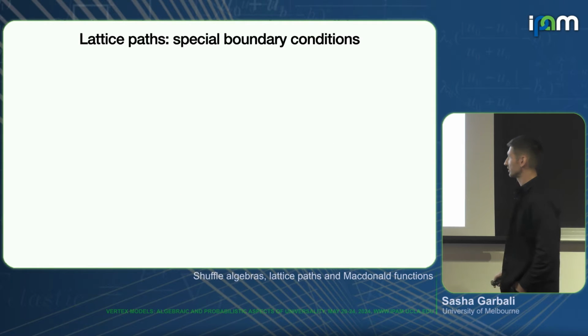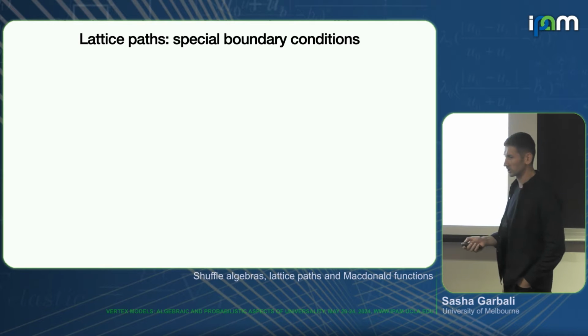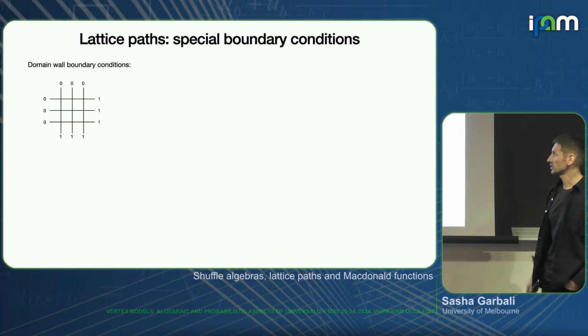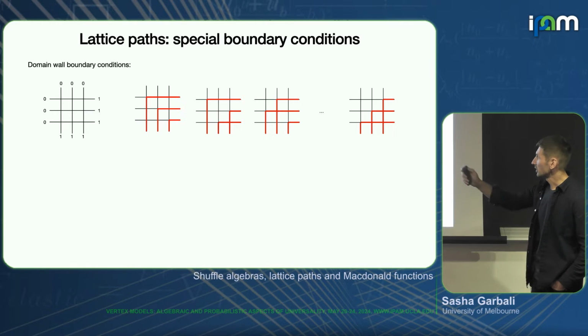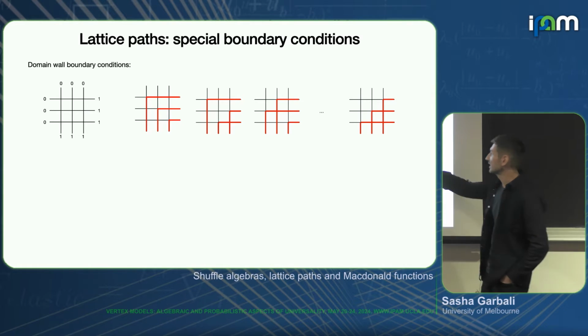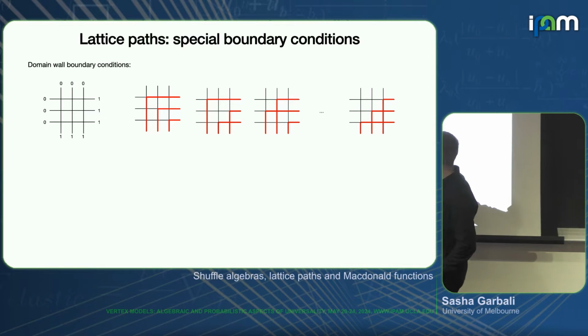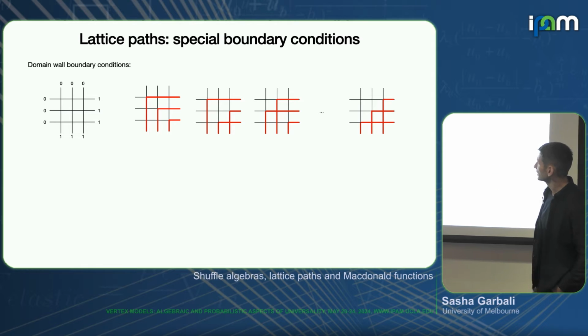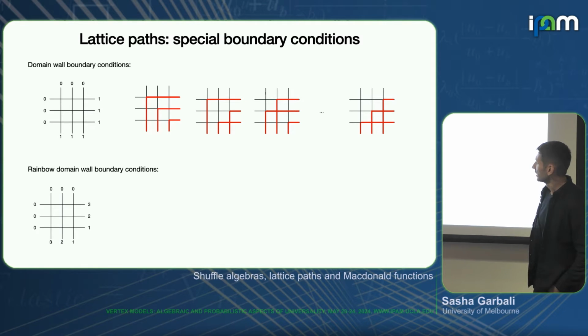Now, there are special kinds of boundary conditions that were considered before in previous talks. Domain wall boundary conditions, a very famous example. And here are a few examples of lattice paths with domain wall boundary conditions. There are 3 examples missing here, but this is what we get in the 3x3 case.